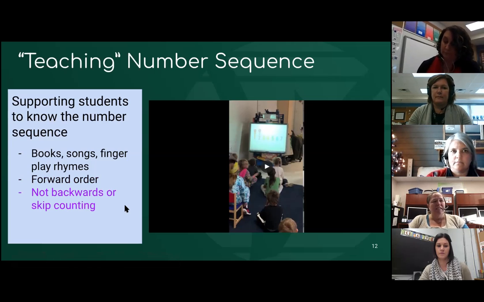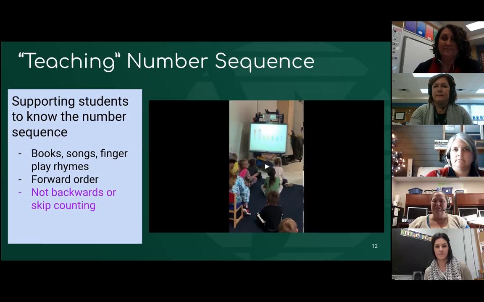And so not counting backwards or skip counting, which they don't really understand the skip counting anyway, usually, if they're still struggling with the number sequence, and it just kind of messes up with their understanding of what number follows the next one. So I would avoid skip counting and counting backwards until they already have a solid forward number sequence. And then you can start looking at some of those other things.